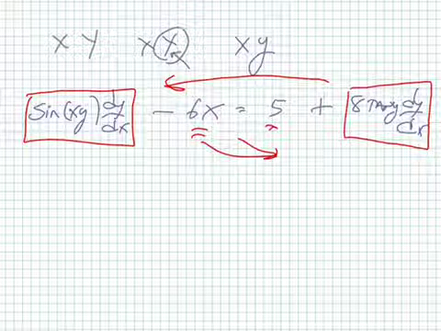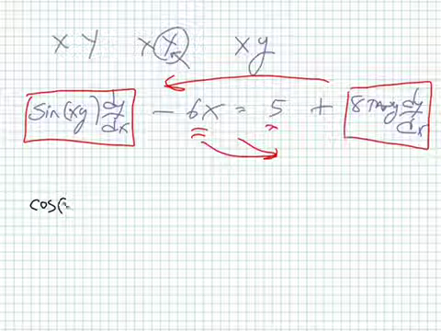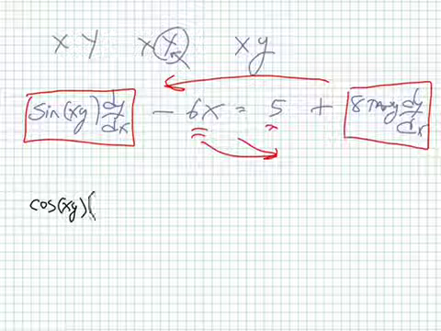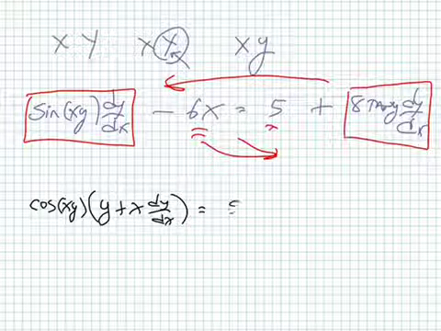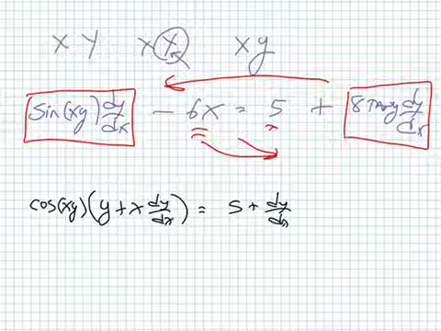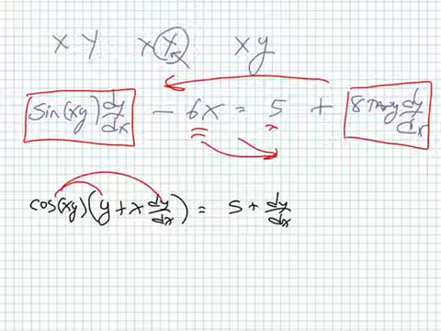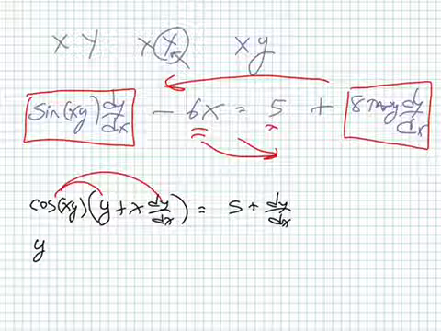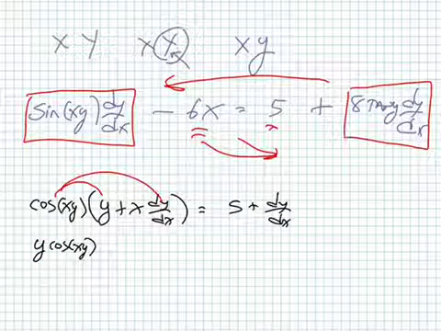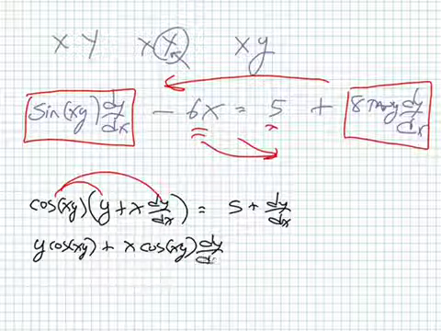The last thing I want to say is, if you have something like this, and we did an example kind of like this, but let's say we have cosine of xy times y plus x dy dx is equal to 5 plus dy dx. Before you can isolate your dy dx's in a case like this, you have to multiply out first. The reason is that you can't isolate the dy dx when it's wrapped up in this parenthesis. So you first have to multiply out that cosine of xy, and then, and only then, can you isolate the dy dx's.